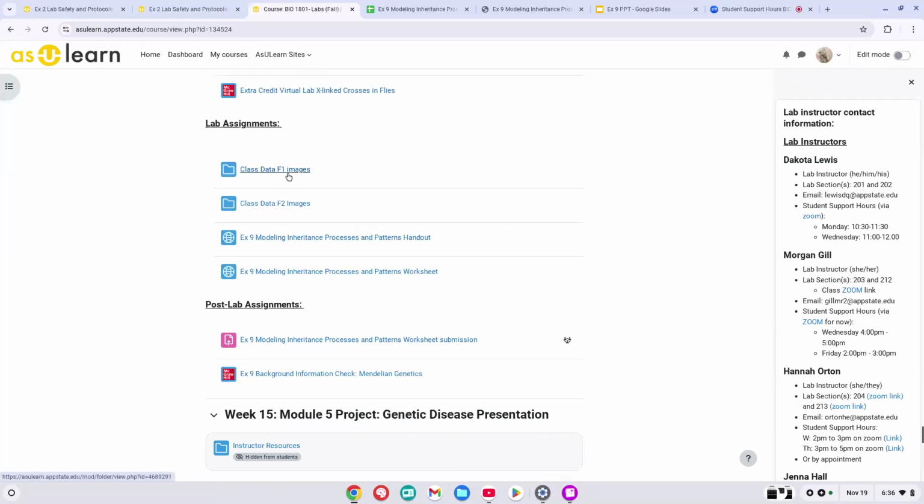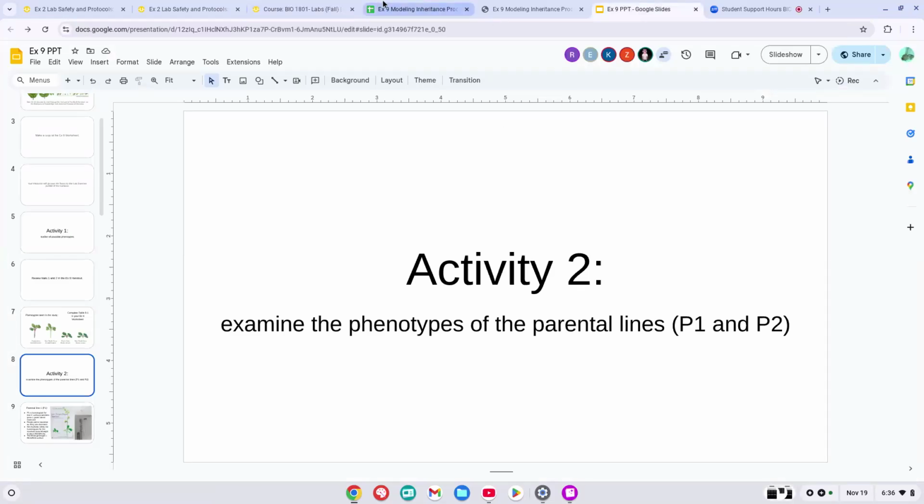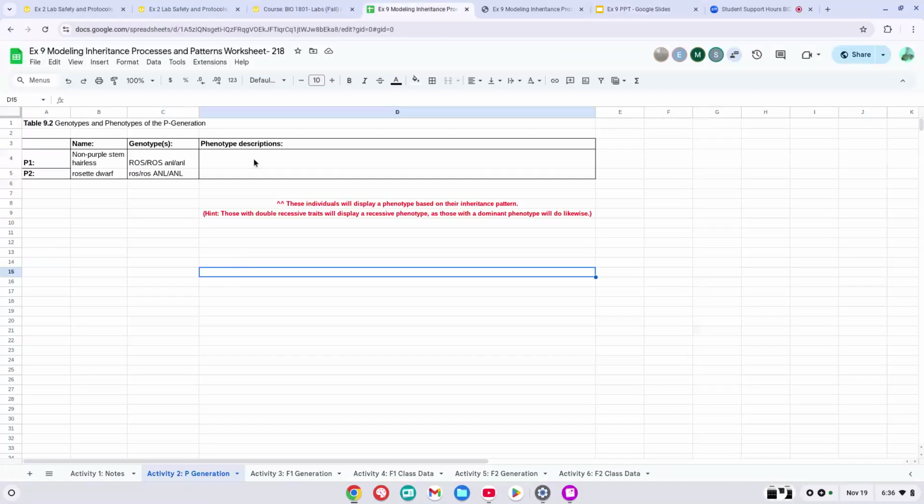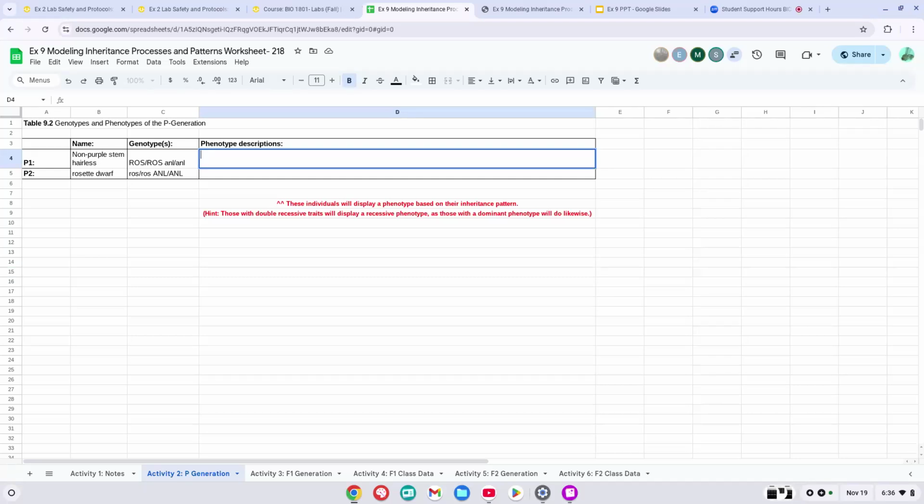We've got the F1 images and the F2 images. Go ahead and pull up As You Learn on an extra tab so that you can access those in a minute. We're not quite there yet, but we could do this together as well. If we have a non-purple stem and hairless, and then ROS, and then ANL recessive, how would you describe that? How would one of you give that a shot for table 9.2, genotypes and phenotypes of the P generation? Someone want to give it a chance?